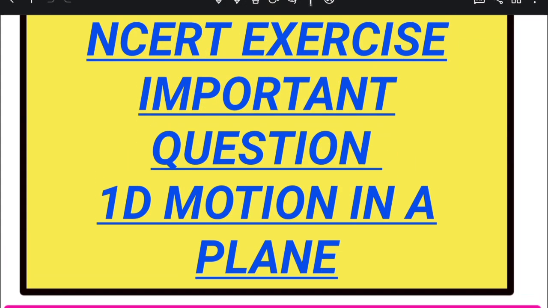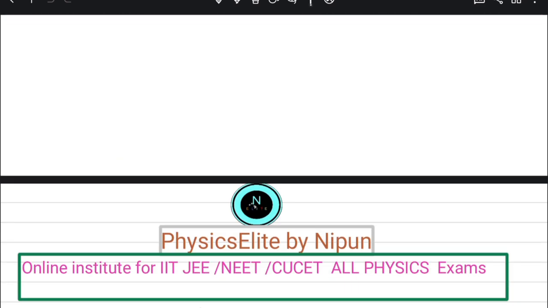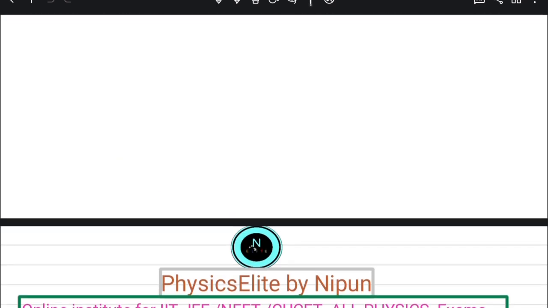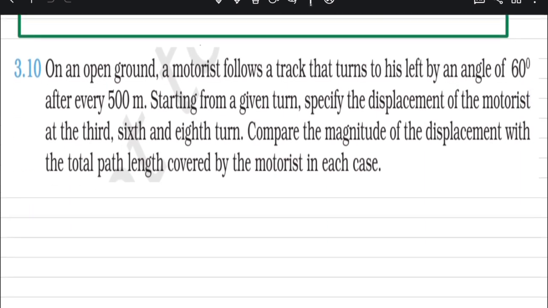In the last videos, we have already solved examples from 1D motion in a straight line and some questions from the exercise, right? I said in the previous video that I left some of the questions, and now I solve the left-over exercise problems. I try to solve all the important questions that are very important for IIT-JEE, NEET, CBSE and state board examinations, right?